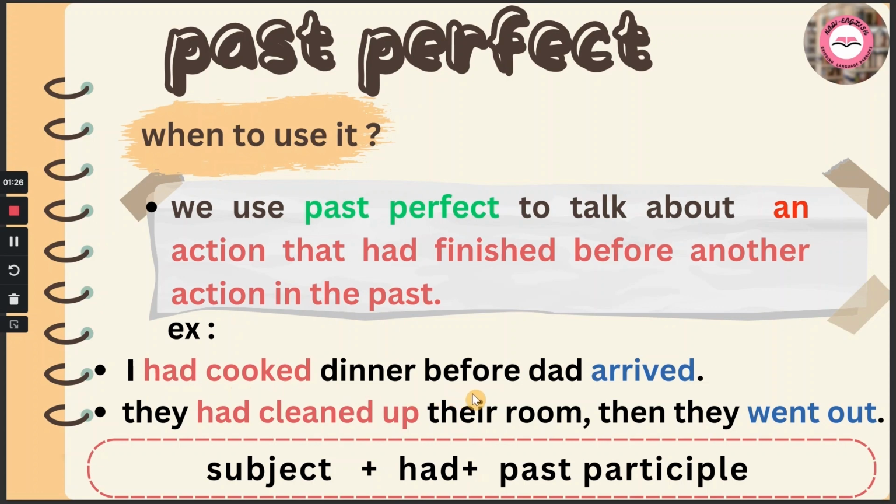I had cooked dinner before Dad arrived. So the fact that I had cooked dinner was before the fact that Dad arrived. To show that an action was before another, we use past perfect, okay? The second example: they had cleaned up their room, then they went out. So the action of cleaning the room was before the action of going out, okay? For the structure, we have subject plus had plus the past participle of the verb.